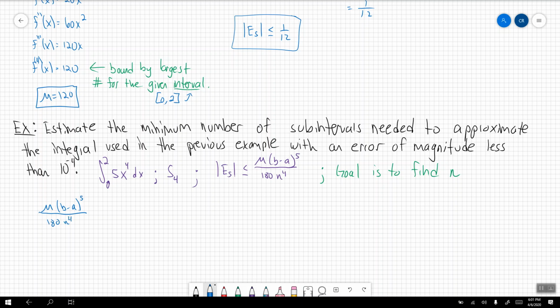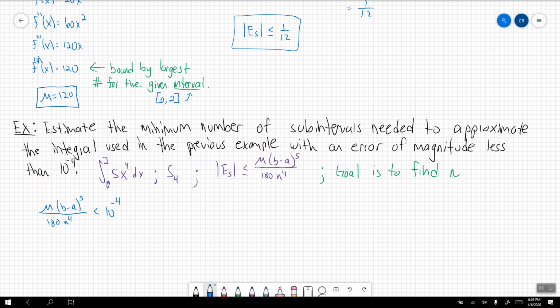Whatever this error is, I want it to be less than 10 to the power of negative 4. There we go. So what I'm looking at is this error, or in other words, this error needs to be less than this. Awesome. So let's work through it.